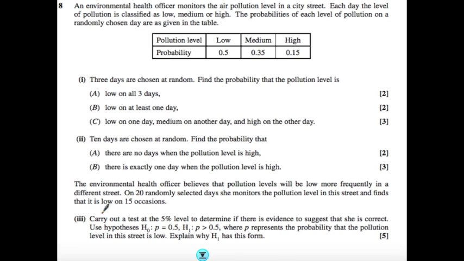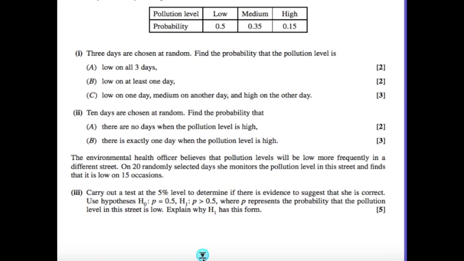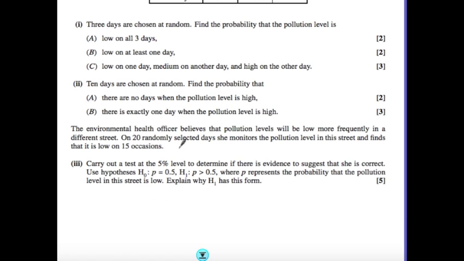So first of all, let's think, what does she mean by she is correct? She believes pollution levels will be low more frequently on a different street. So the probability it was low is 0.5. So use hypotheses. Her null hypothesis is that the probability of the pollution being low is 0.5. It hasn't changed. And her alternative hypothesis is that actually the probability of it being low is greater than a half, so it's more likely to be low, where P represents the probability of pollution level in this street is low. Explain why H1 has this form.